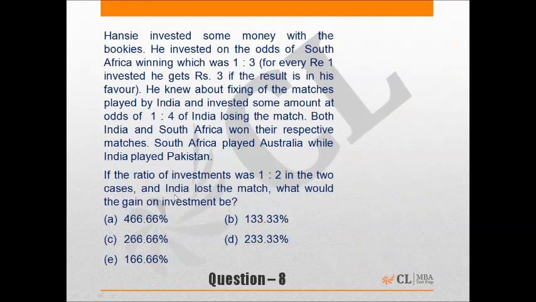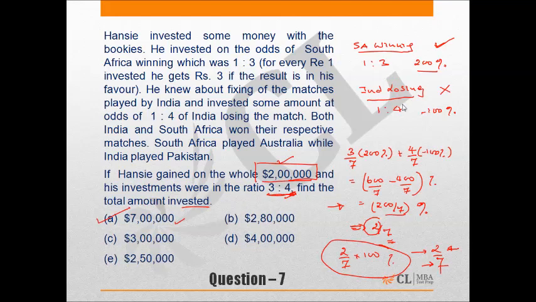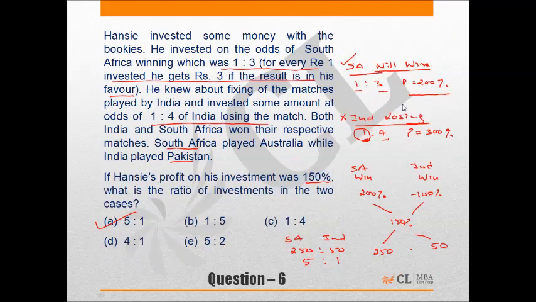The third question. If the ratio of investments was 1:2 in the 2 matches and India lost the match, what would be the gain on his investments? Very quickly, just to repeat the data earlier, in case of South Africa winning, he would have a profit of 200%. In case of India losing, let me just quickly go back, he would have a profit of 300%.